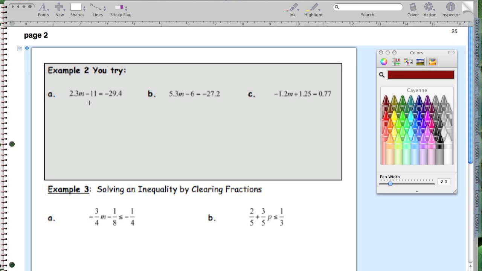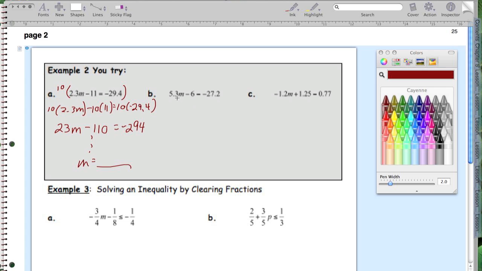So in the first one, this goes out to the tenths, so I'm going to multiply everything by 10. So it's going to be 10 times 2.3m minus 10 times 11 equals 10 times negative 29.4. 10 times 2.3 is 23m. 10 times 11 is 110. 10 times negative 29.4 is negative 294. Solve the equation, m equals whatever the answer is.